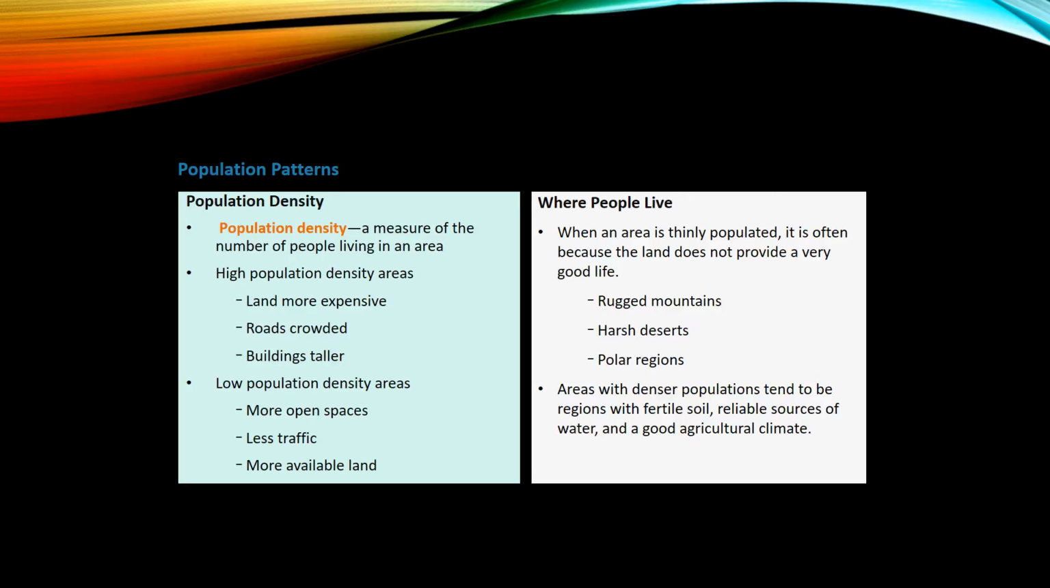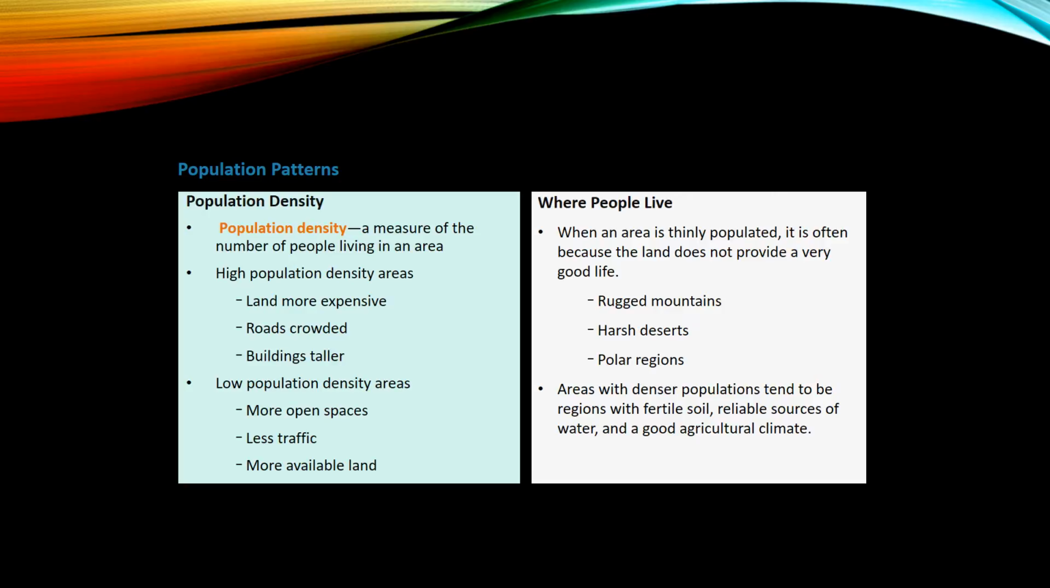So when an area is thinly populated, it is often because the land does not provide a very good life, i.e. resources. So these areas might have rugged mountains or deserts where people can't grow crops. Some areas may be frozen all year long, making survival there very, very difficult. So areas with denser populations tend to be regions with fertile soil, reliable sources of water, and a very good agricultural climate.